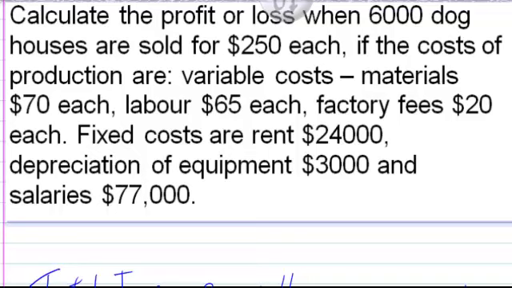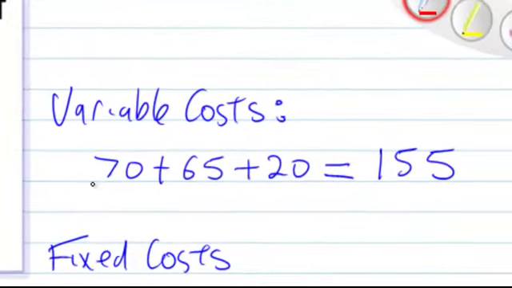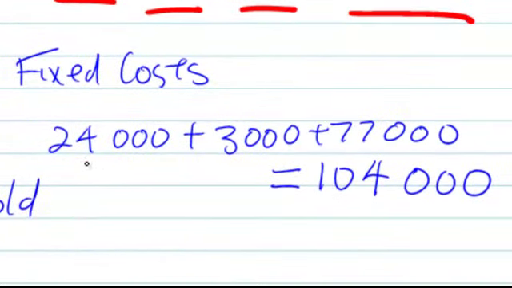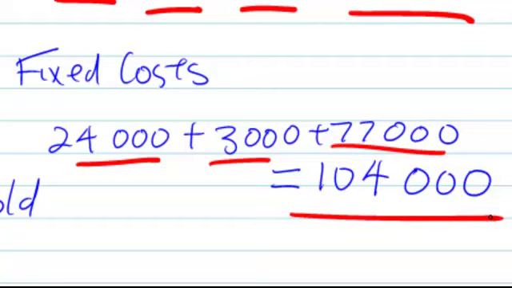So your variable costs, first you work out your variable costs. So I'm adding $70, $65 and $20. So therefore my variable costs are $155 per item. My fixed costs is my 24 grand, add 3, add 77. It gives me 104,000. So that gives me my fixed cost of 104,000. It's always going to be 104,000 regardless of how many items I make.